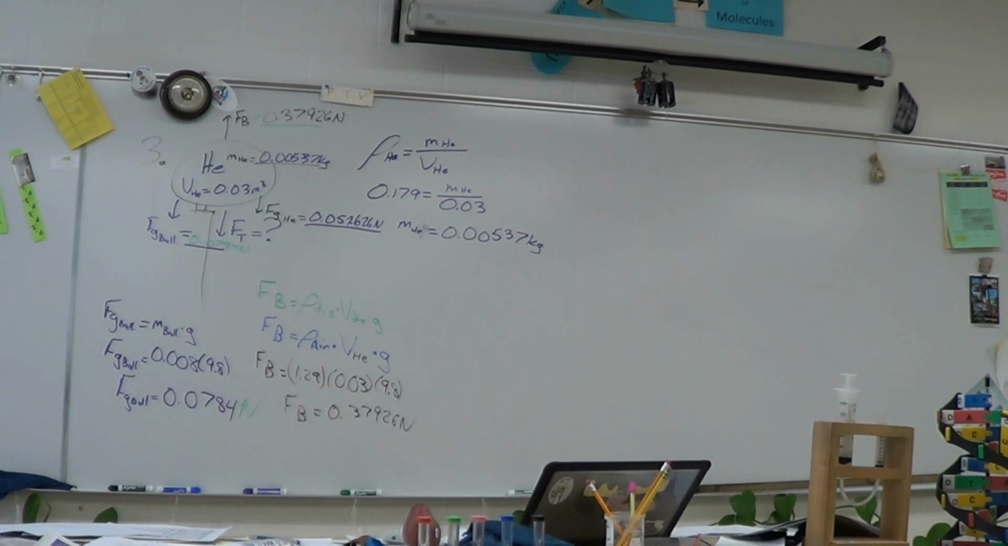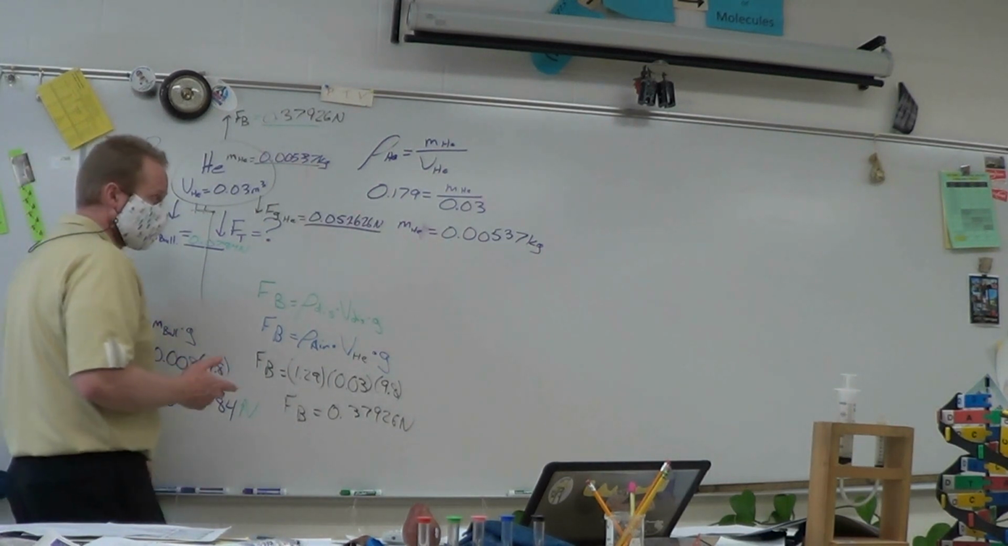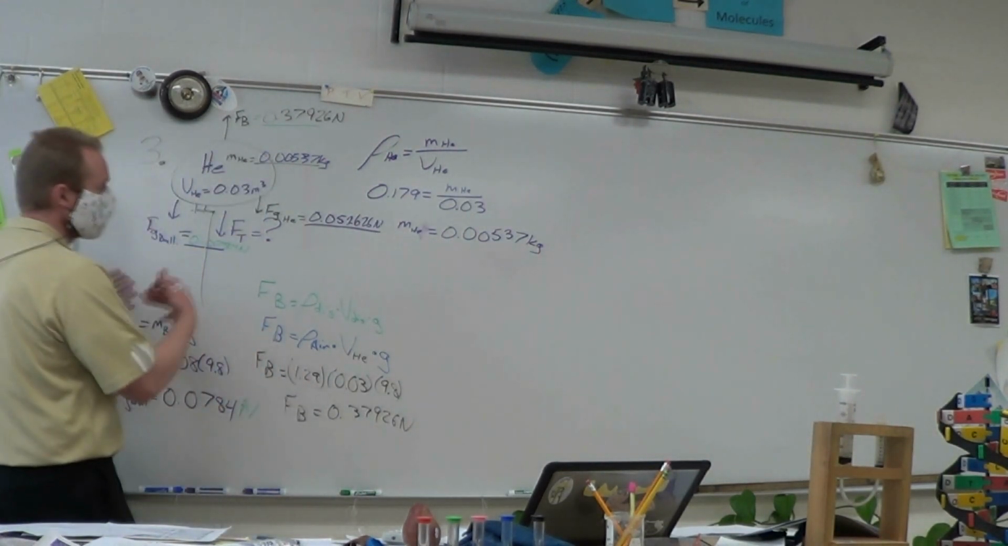Now if you compare the weight of the balloon to the weight of the helium in the balloon, they're kind of close. The weight of the balloon was 0.07, the weight of the helium was 0.05. They're pretty close, so it's something that definitely needs to be considered. Now, we are at the free body diagram being completed.